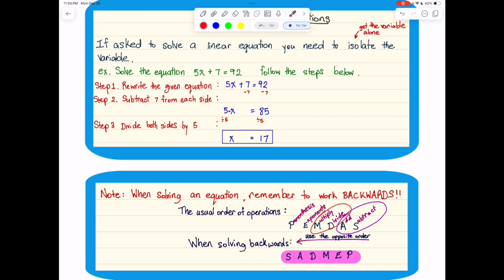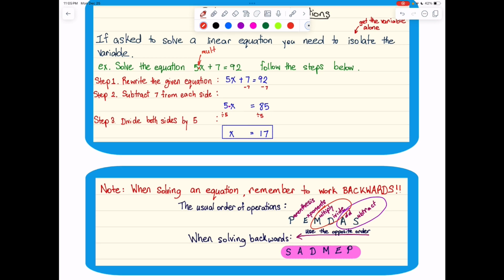All right, so keep in mind that's the direction that we're going, and take a look at the example here. We have 5x plus 7 equals 92. So remember, if you have a number and a variable next to each other, that does mean that there is an invisible multiplication sign between. That is an important thing to remember.